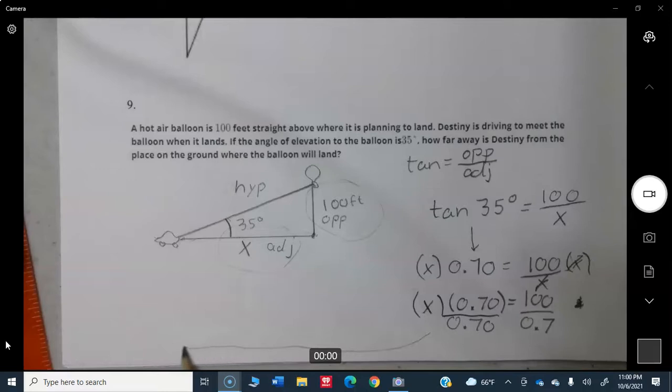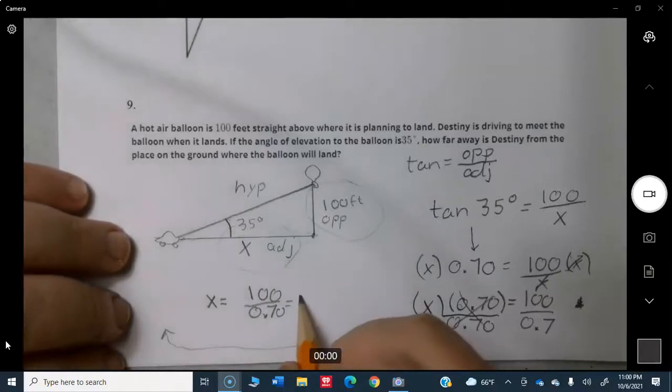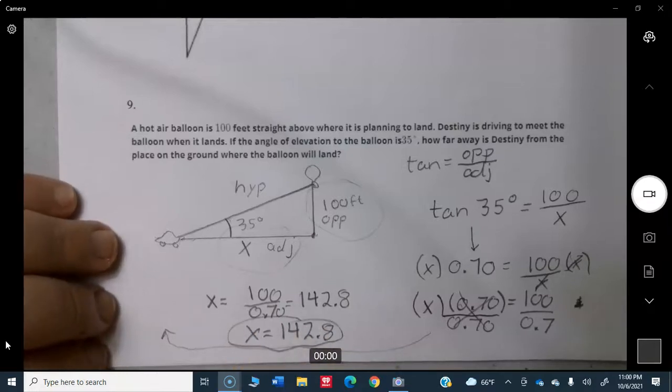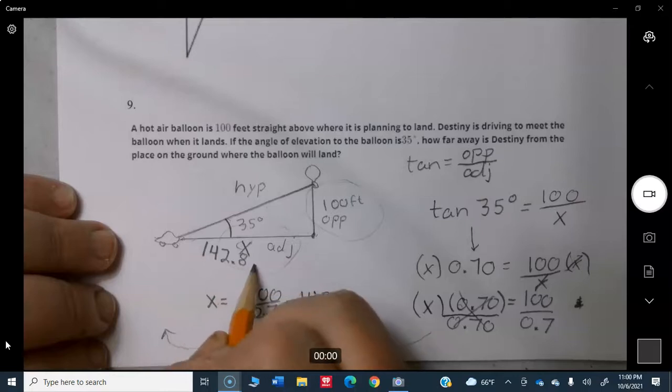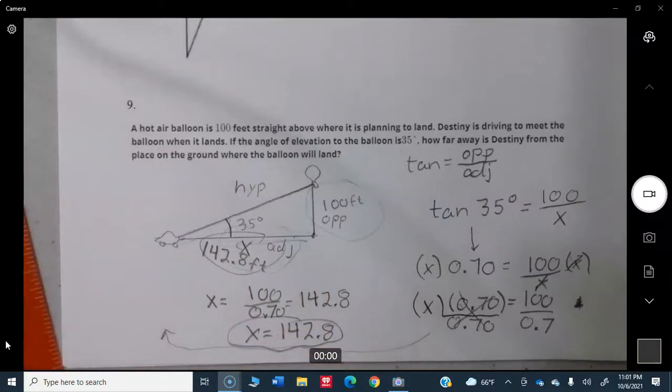And I'm going to kind of sneak over here and finish the problem. Okay, so the 0.7 here cancels. And so you have x equals, and that's 142.8. Okay, so that is this side right here. So she's 142.8 feet away from where the balloon's going to land. That distance right there. All right, let's keep going.